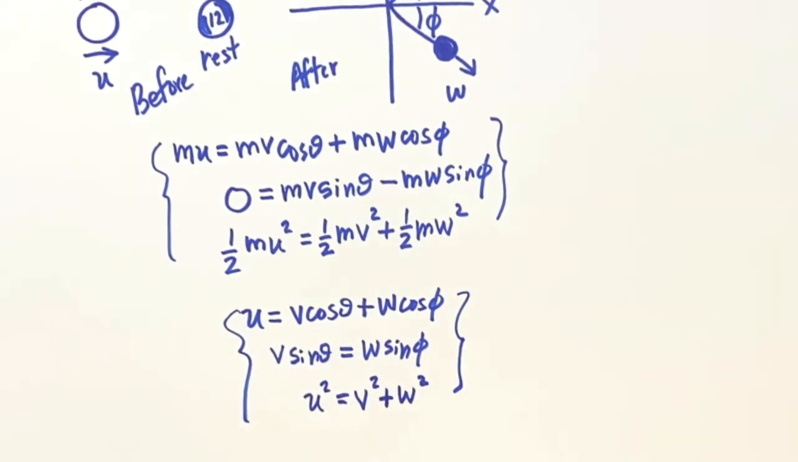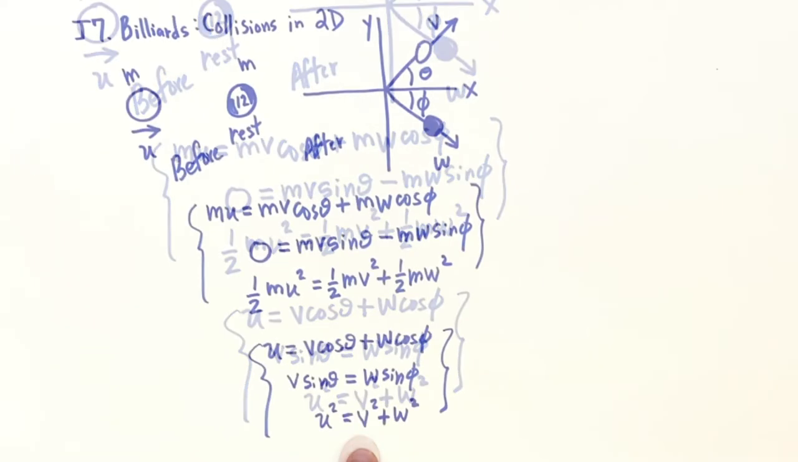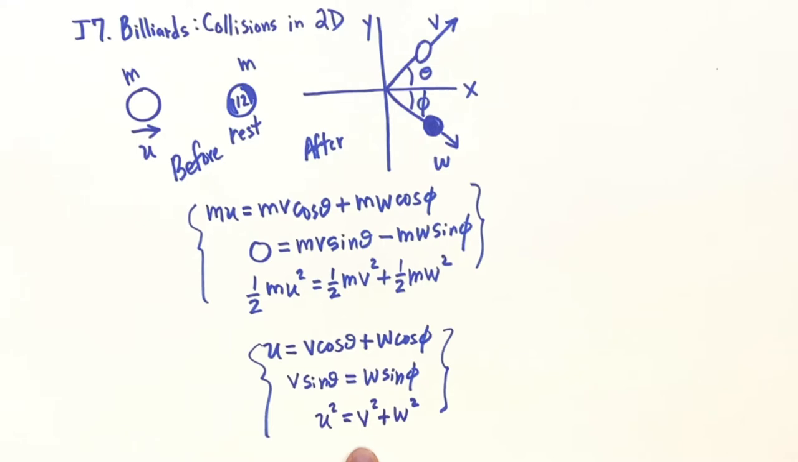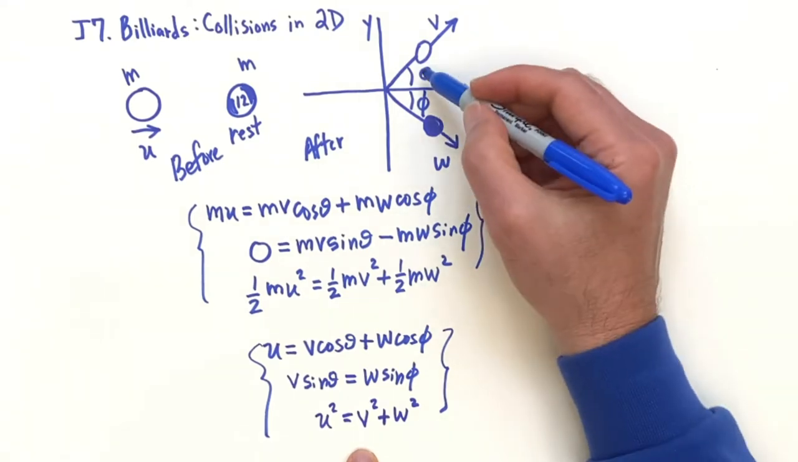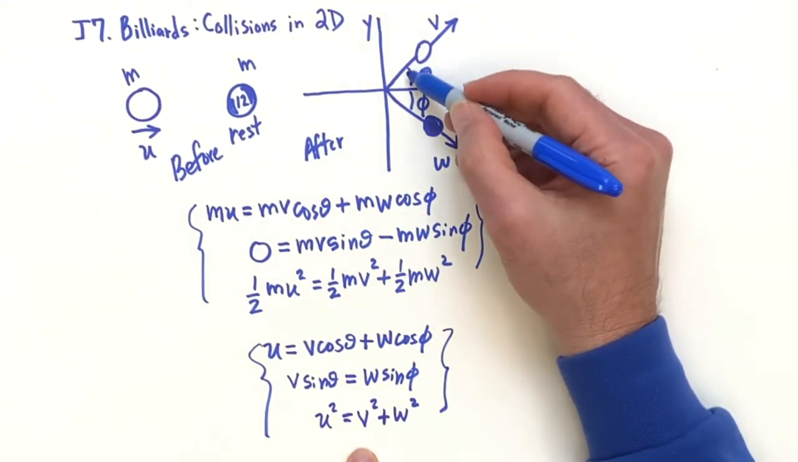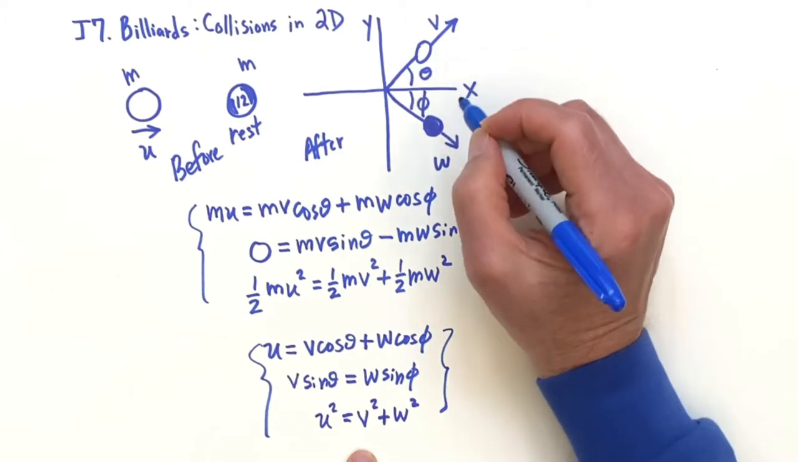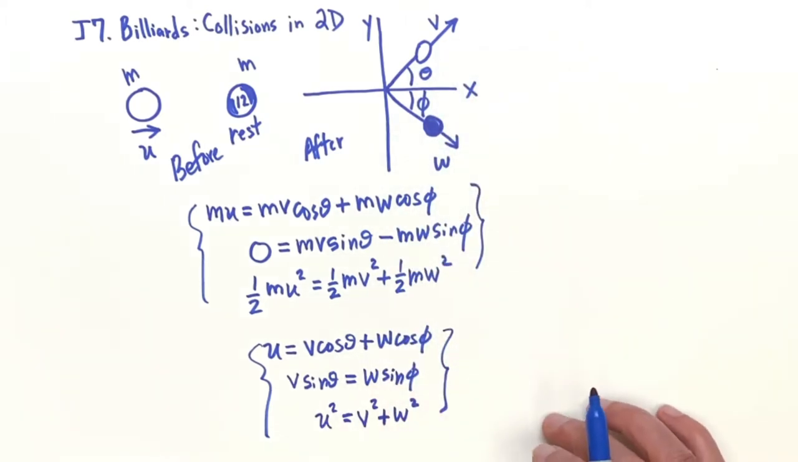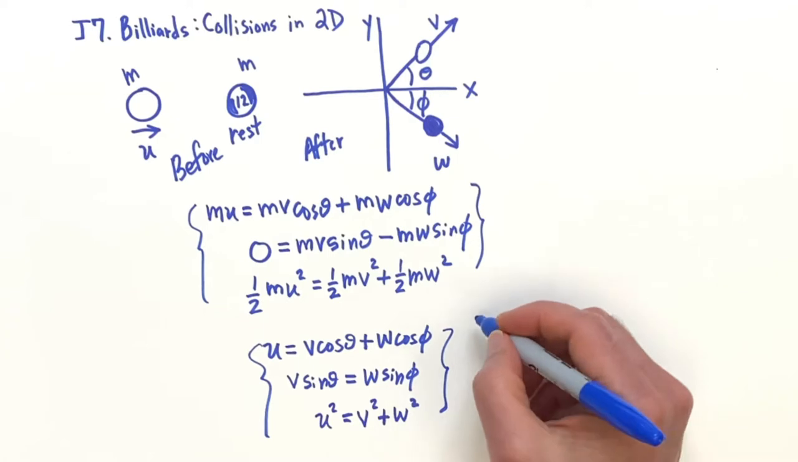Now, this third equation suggests a Pythagorean theorem type of situation. Could it be that the sum of these angles is 90 degrees? We're going to show that in a second. But let's look at what we have here.